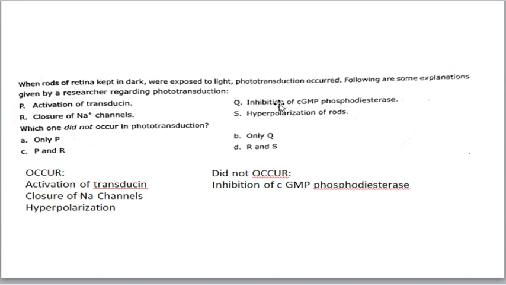They said the inhibition of cyclic GMP phosphodiesterase. They say that the enzyme phosphodiesterase will be in an inactive mode or it will be inhibited. So this is the process which did not occur. At this stage the phosphodiesterase will be activated and more enzyme activity will be done. As a result, the cyclic GMP will be converted into 5'-GMP. Okay, so this is the correct answer.